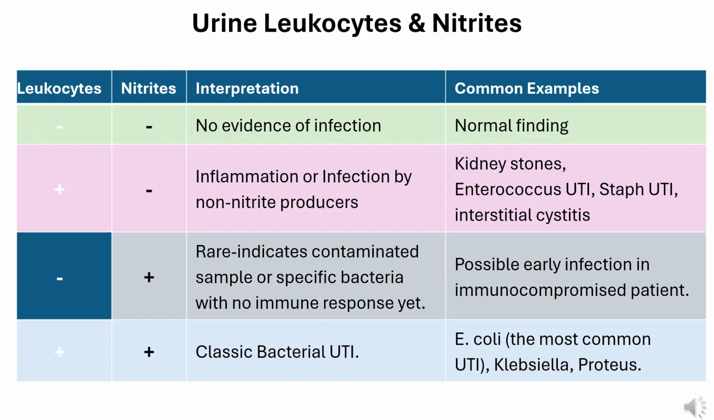Leukocytes and nitrites are two markers almost always interpreted together on a urinalysis dipstick. They are the primary indicators of a urinary tract infection, UTI. Leukocytes indicate the body's immune response, inflammation. Nitrites indicate the presence of bacteria, specifically those that convert nitrate.